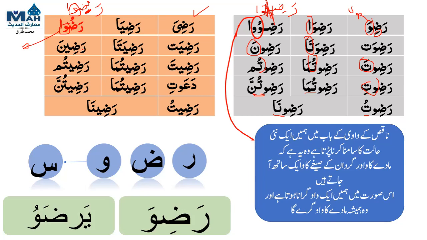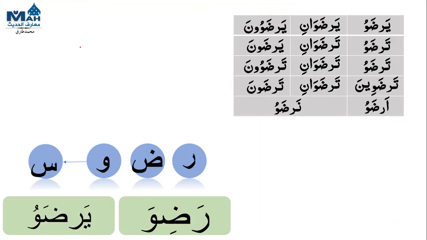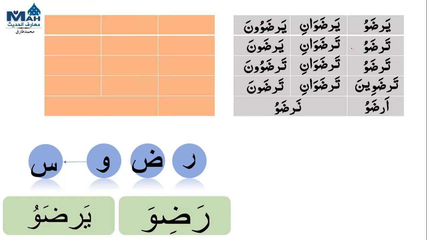Okay, so alhamdulillah. Now next is mudhari. Yardavu, yardavani, yardavuna, tardavu, tardavani, tardavuna, tardavina, tardavani, tardavuna, ardavu, nardavu. Now we go to change, we'll change it. Okay. Yarda. Very good. But actually, we'll make yarda, but we will not put alif.